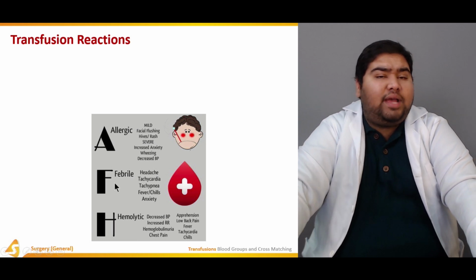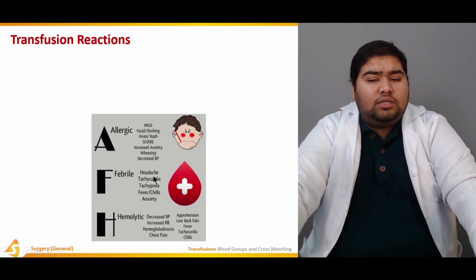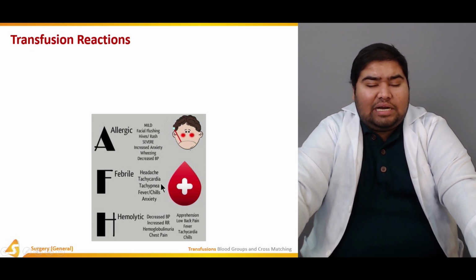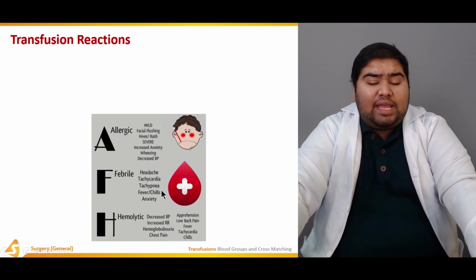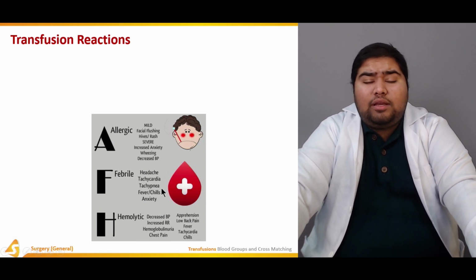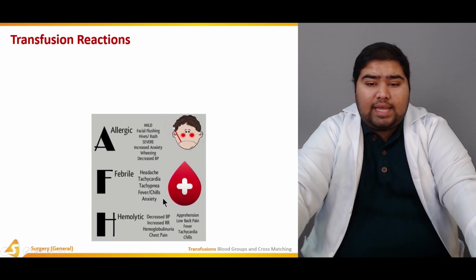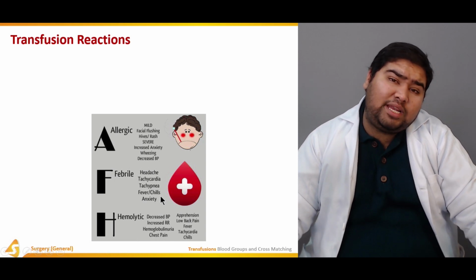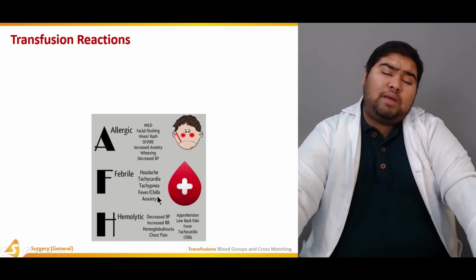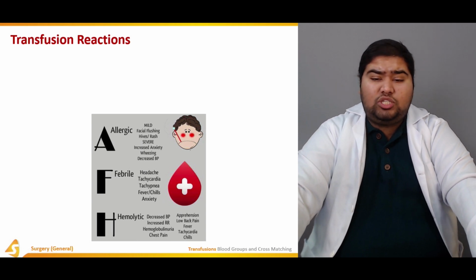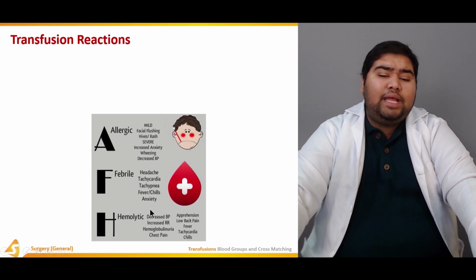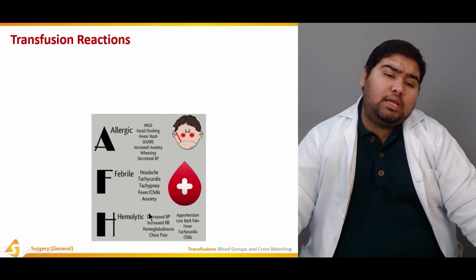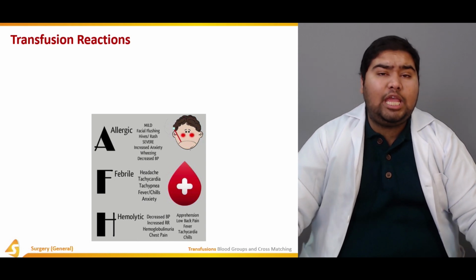Then we can have a febrile reaction. A febrile reaction can have headache. The patient can have tachycardia, that is, increased heart rate beyond 100. The patient can have tachypnea, increased respiratory rate beyond 28. Now the patient might experience fever, and then the patient might experience chills as well. So it might be an undulating pattern of fevers and chills, and there might be anxiety. And the third type of transfusion reaction can be hemolytic.